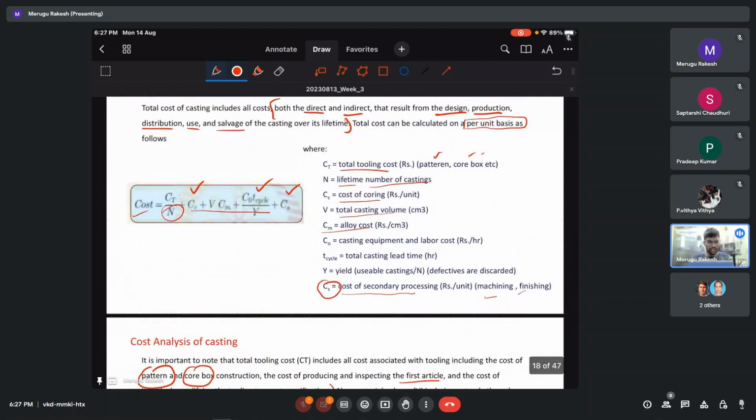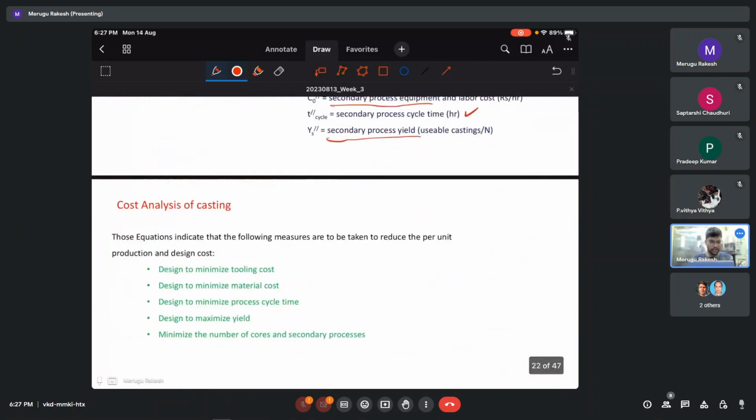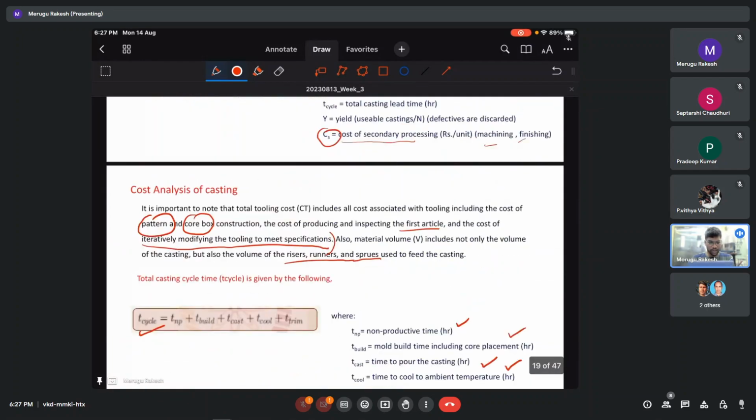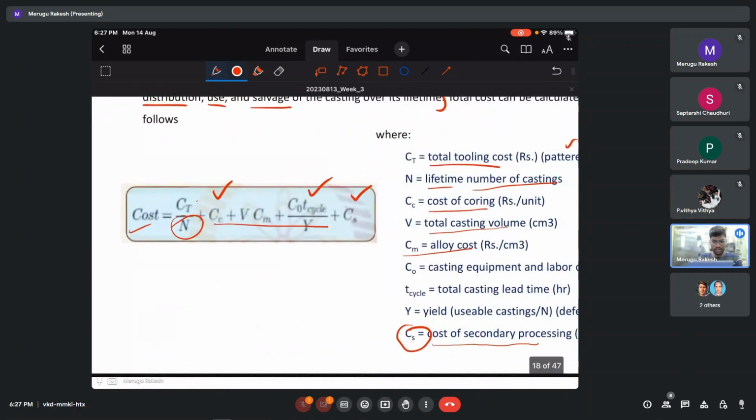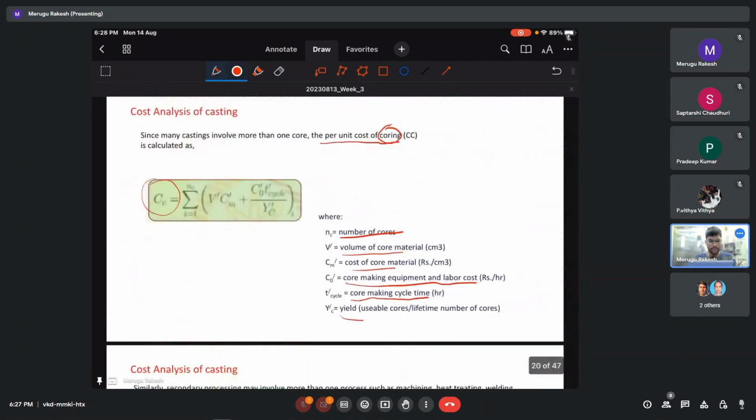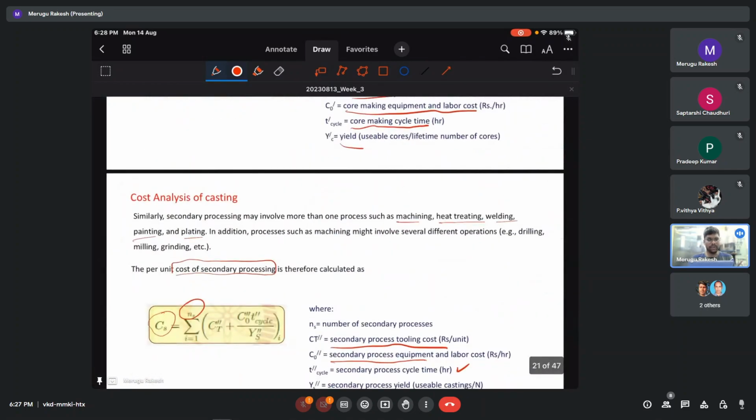I hope everything is included in this. So this is how you calculate. Finally, the cost is CT, the total tooling cost, then we have N, we have CC, we have CMV, and each and every value of this. In any question, it is simple mathematics. You can figure it out easily. So this is how cost analysis is performed. We are taking care of each and every component. We are not leaving anything out.